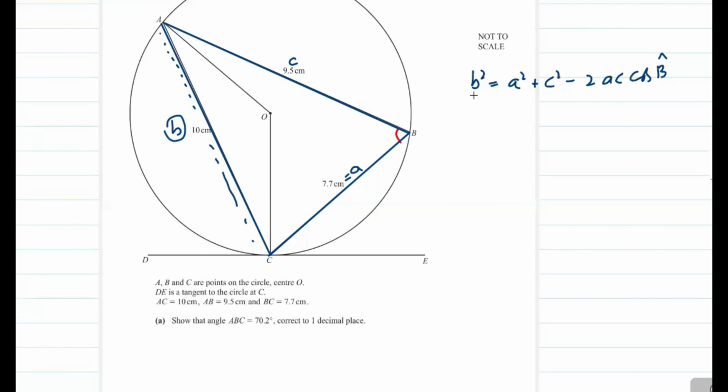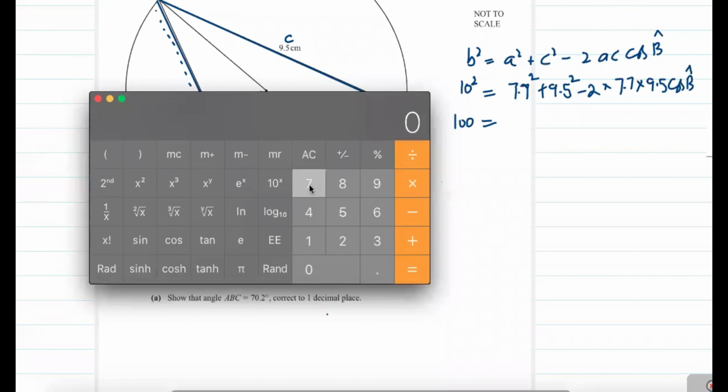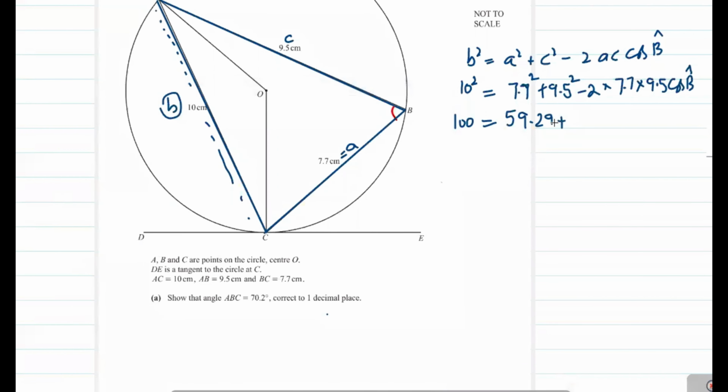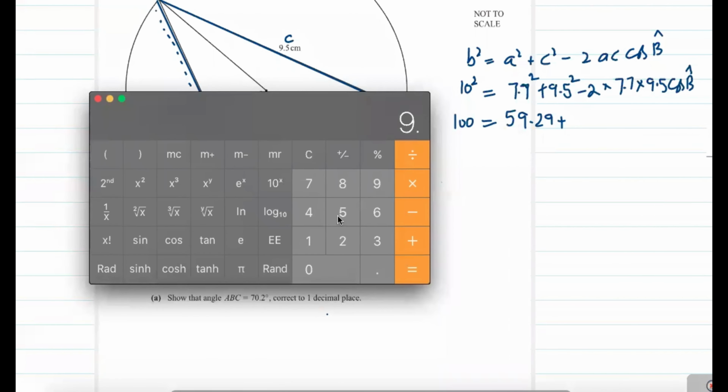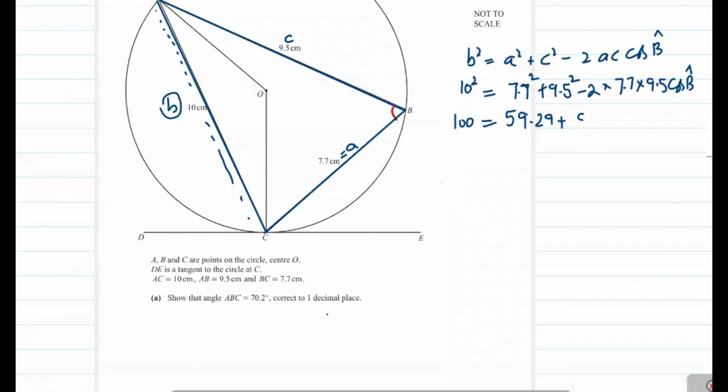Now, therefore, we put the values here, b square, you can see here that is equal to 10 square, and a square, a is 7.7 square, and c is, you can see here, 9.5 square, minus 2 times a, you can see here, a is 7.7, multiply by c is 9.5 centimeter, and cos of B. Now you can find the values. Now 10 square is 100, and 7.7 square will be equal to 59.29 plus 9.5 square, 9.5 square, that's equal to 90.25.